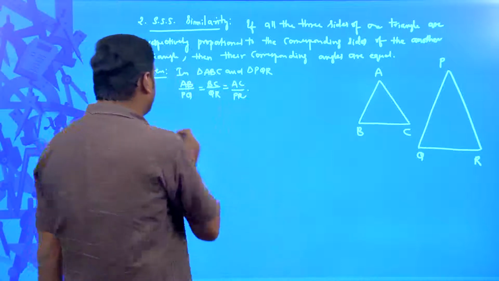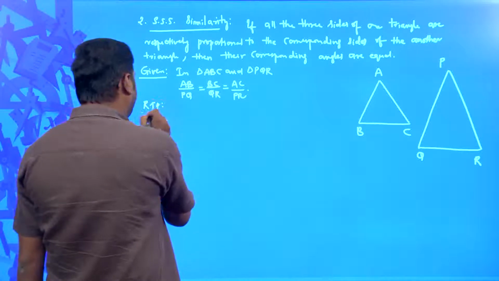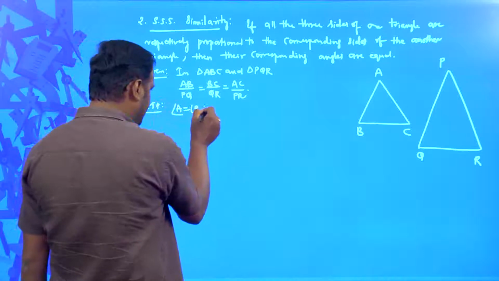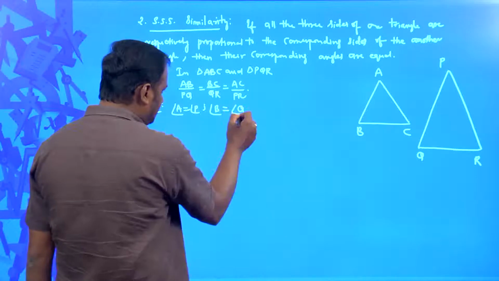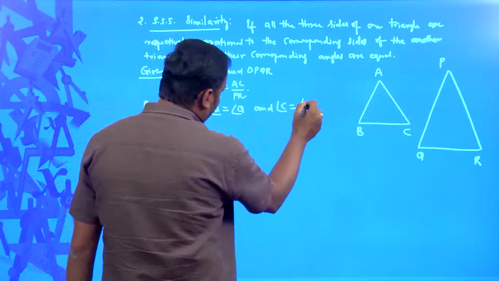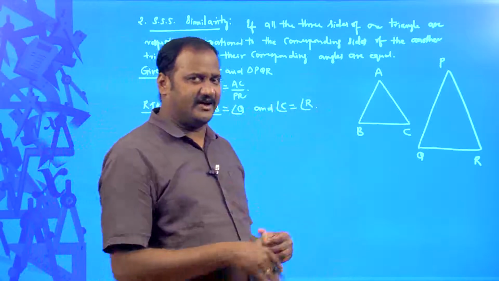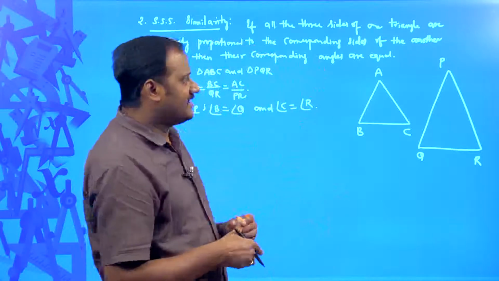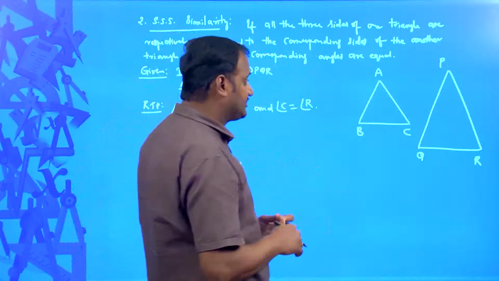Then what are you going to prove? We are going to prove that their corresponding angles are equal. Means angle A is equal to angle P, angle B is equal to angle Q, and angle C is equal to angle R. This is what you need to prove. So whatever the construction I have considered in order to prove AAA similarity, I am going to take the same construction here also. So what is that same construction?